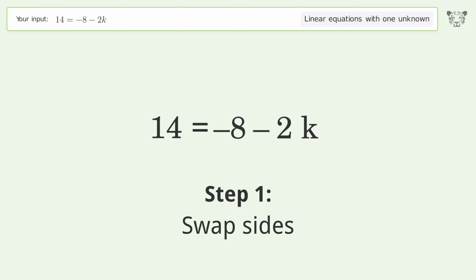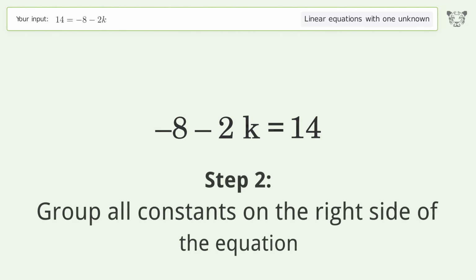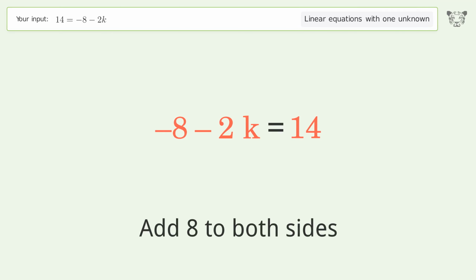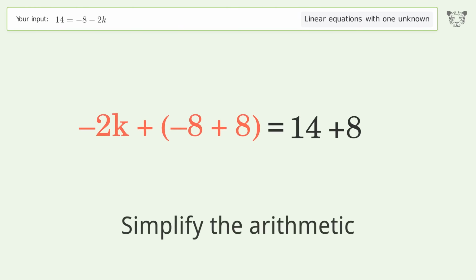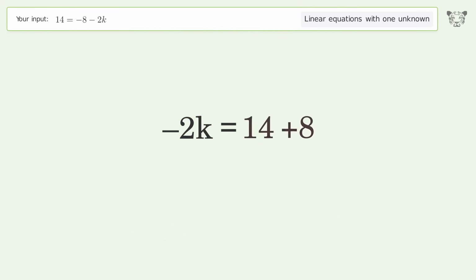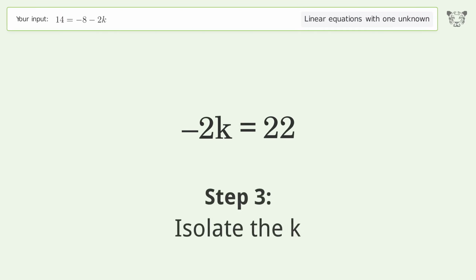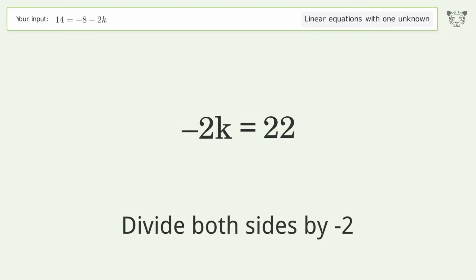Swap sides. Group all constants on the right side of the equation. Add 8 to both sides. Group like terms. Simplify the arithmetic. Isolate the k. Divide both sides by -2.